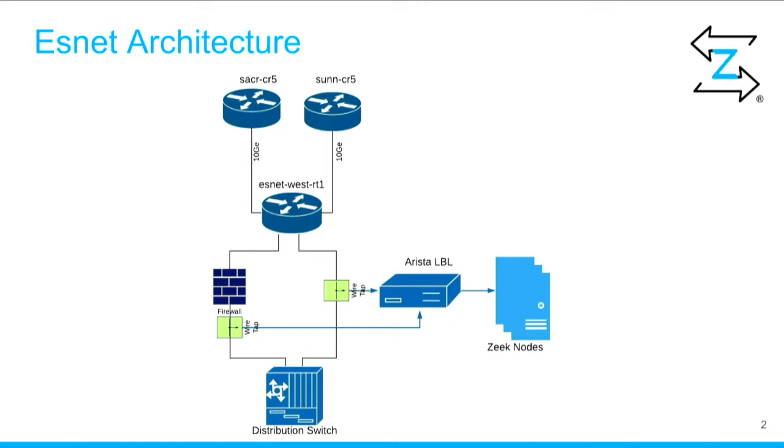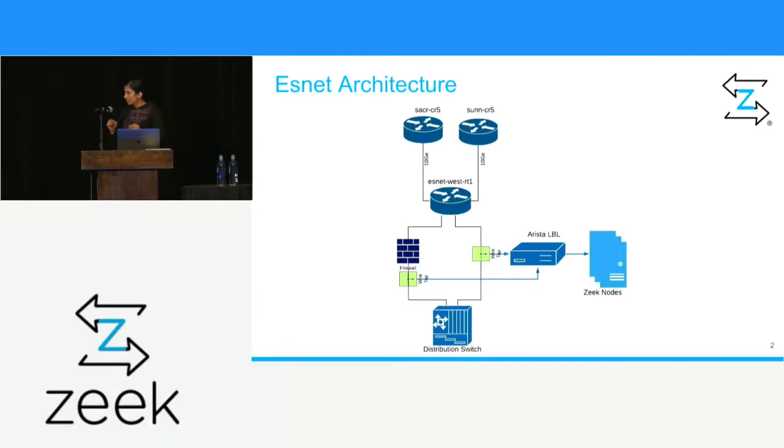Taps going into the Arista, which is our network load balancing solution. It is doing the symmetric hashing and routing to our Zeek nodes. And that's where our traffic is getting distributed to multiple workers. And then that's where we are running Zeek. So all the logs that are getting generated by Zeek are actually seeing the east-west as well as north-south traffic of our data center.